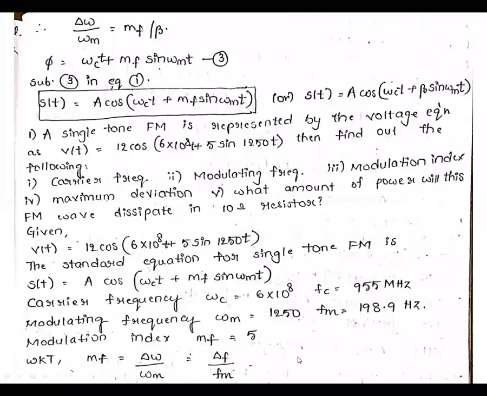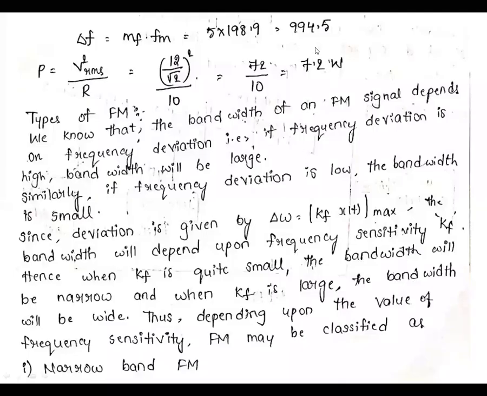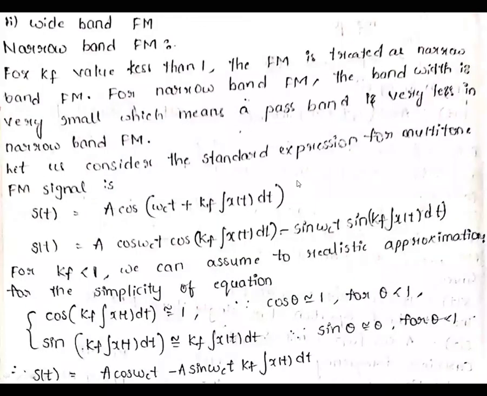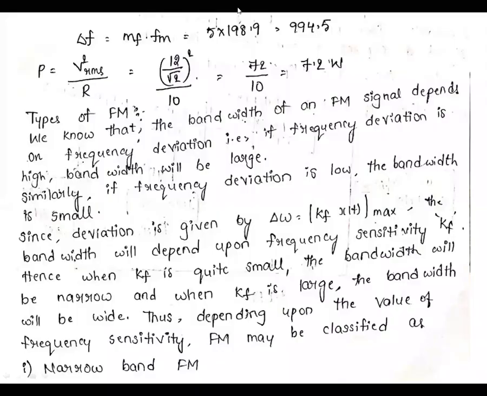So fm value, you know, is 198.9 Hz and beta is 5. So 5 into 198.9, that is del f. Del f is equal to beta into fm. So 5 into 198.9 is equal to 994.5. That is the del f.